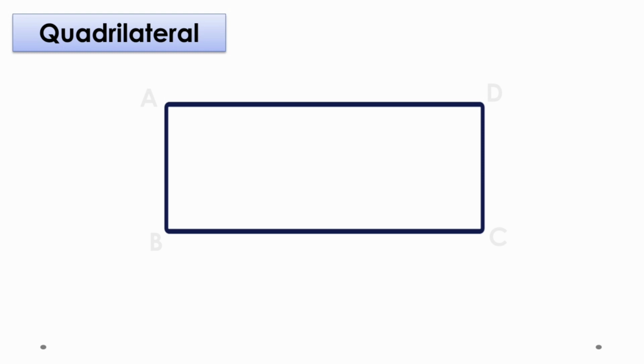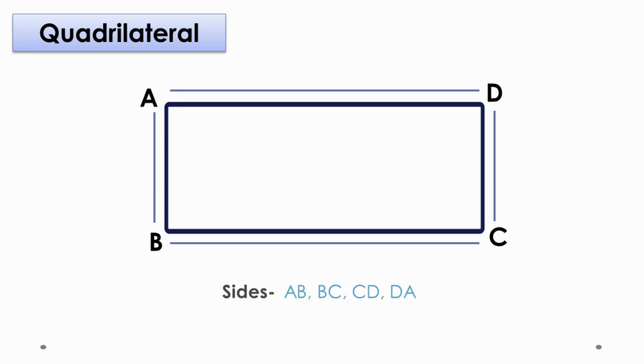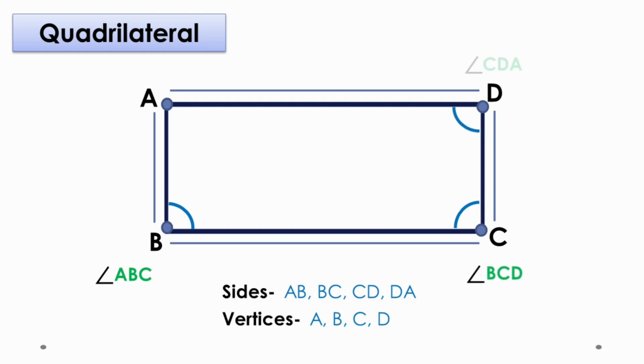Now let's move on to quadrilateral. A quadrilateral is a four-sided polygon. Any shape that has four sides is called a quadrilateral. A quadrilateral also has sides, vertices and angles. Here, as you can see, the sides of the quadrilateral are AB, BC, CD and DA. The vertices are A, B, C and D. It has angles, namely angle ABC, angle BCD, angle CDA and angle DAB.